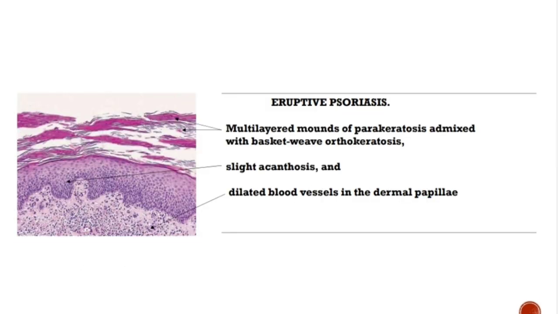In eruptive psoriasis, there will be multi-layered mounds of parakeratosis, admixed with basket weave orthokeratosis, with slight acanthosis, and dilated blood vessels in the dermal papillae along with a dermal infiltrate around the perivascular area and the upper dermis.